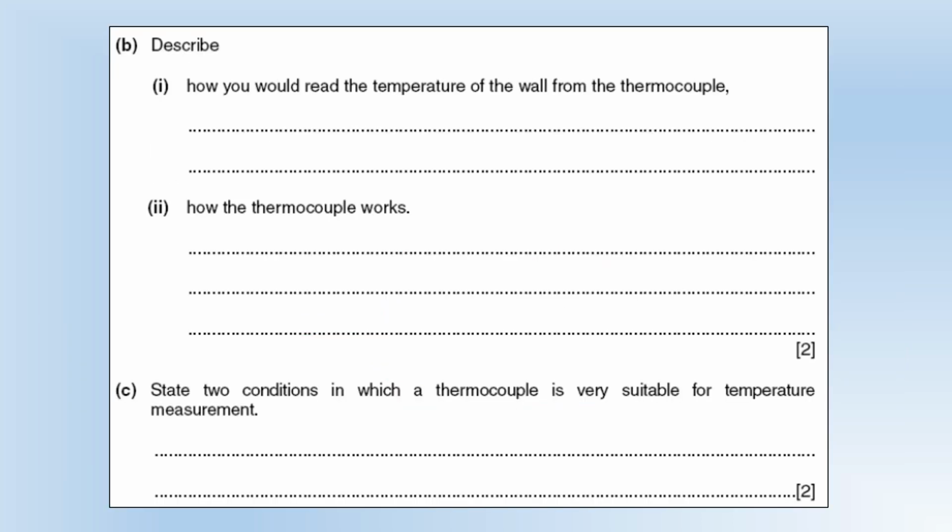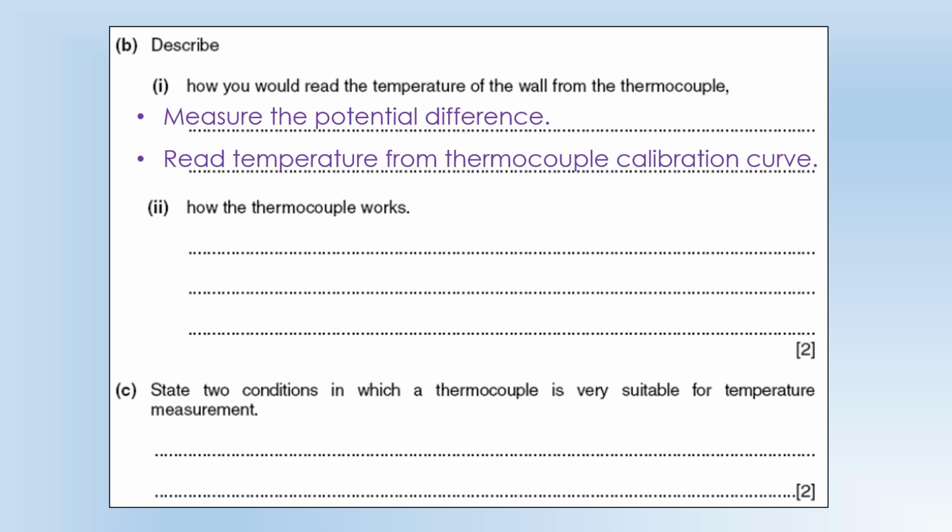Okay, so describe how you would read the temperature of the wall from the thermocouple. The first thing you would do is measure the potential difference using a voltmeter. So the question is, how do we then turn that potential difference into a temperature? Well, you would go to your calibration curve. Some of you may have done an experiment where you calibrate potential difference and temperature and plot a graph, and you basically take the potential difference and read off the temperature from your calibration curve.